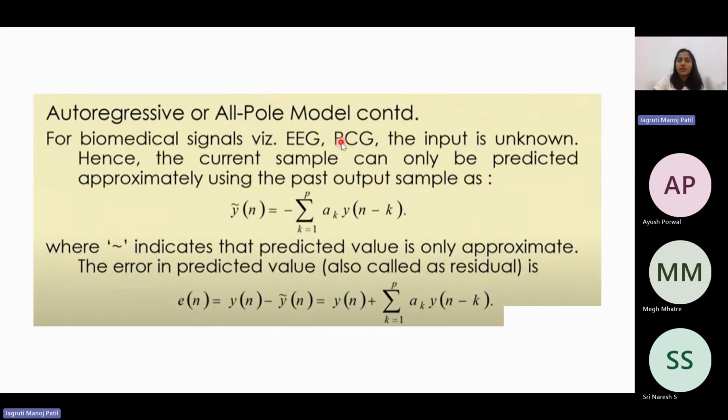Within these all pole models, people have tried using them for EEG signals and PCG signals, where the input is unknown, but what you want to know is what will occur in the future, what is trying to come in that specific period of time, what can be predicted. So the current sample can be predicted using only the past output samples that you had previously. This tilde is added because it tells you it is a predicted value, which is nothing but an approximation of it.